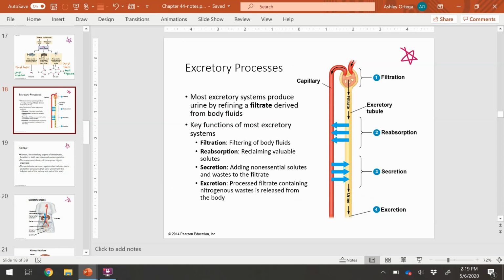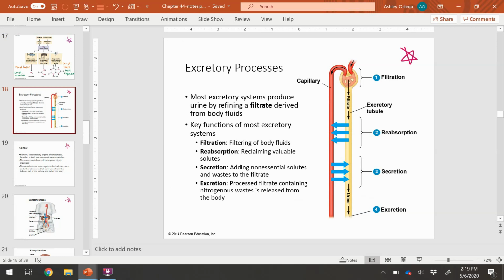Reabsorption will be the second portion, and this is going to reclaim valuable solutes. So in the filtration stage, usually a lot of solution is quote unquote squeezed out of whatever system it's coming from. And so you have to reclaim some of those solutes that were lost from an immediate filtration stage. And so reabsorption is reclaiming valuable solutes.